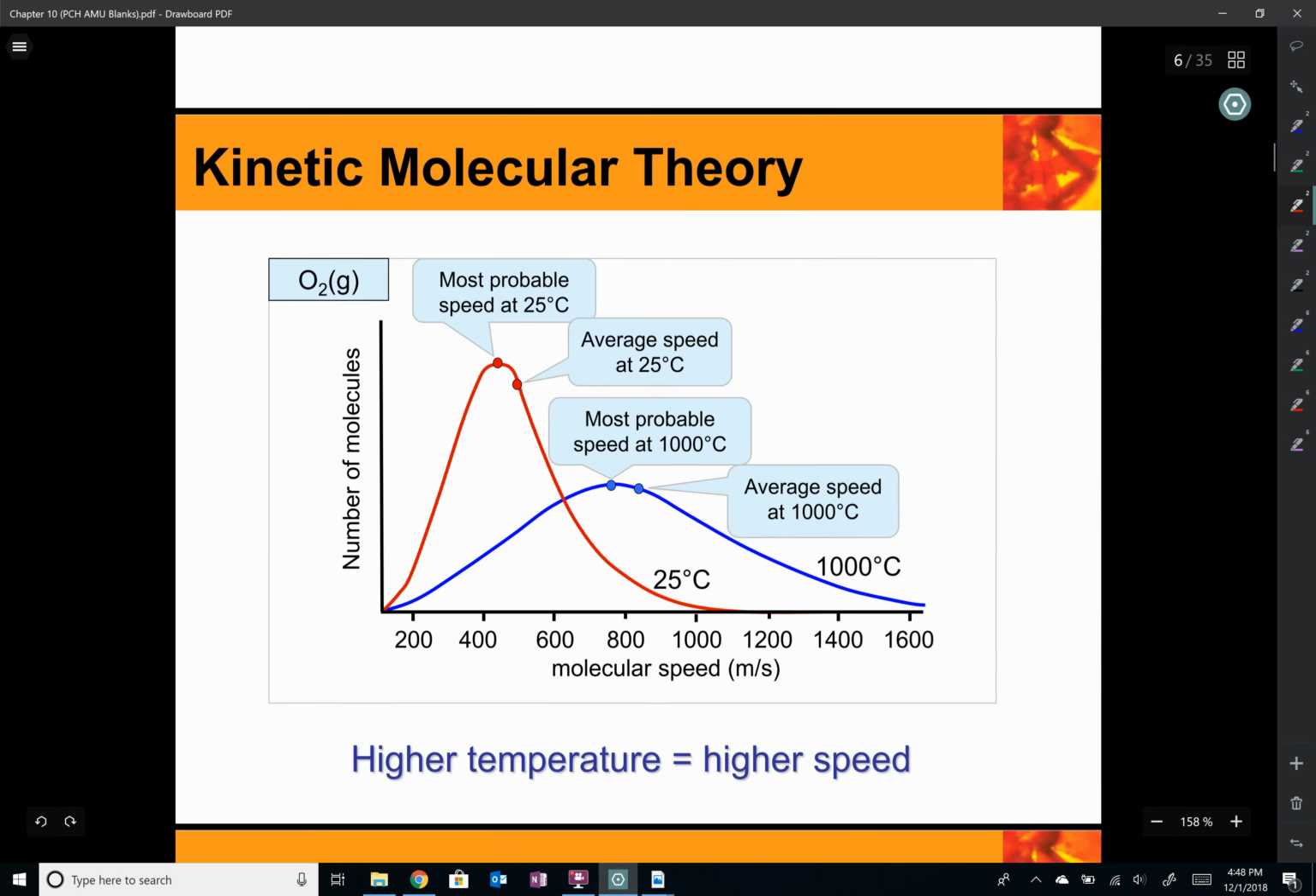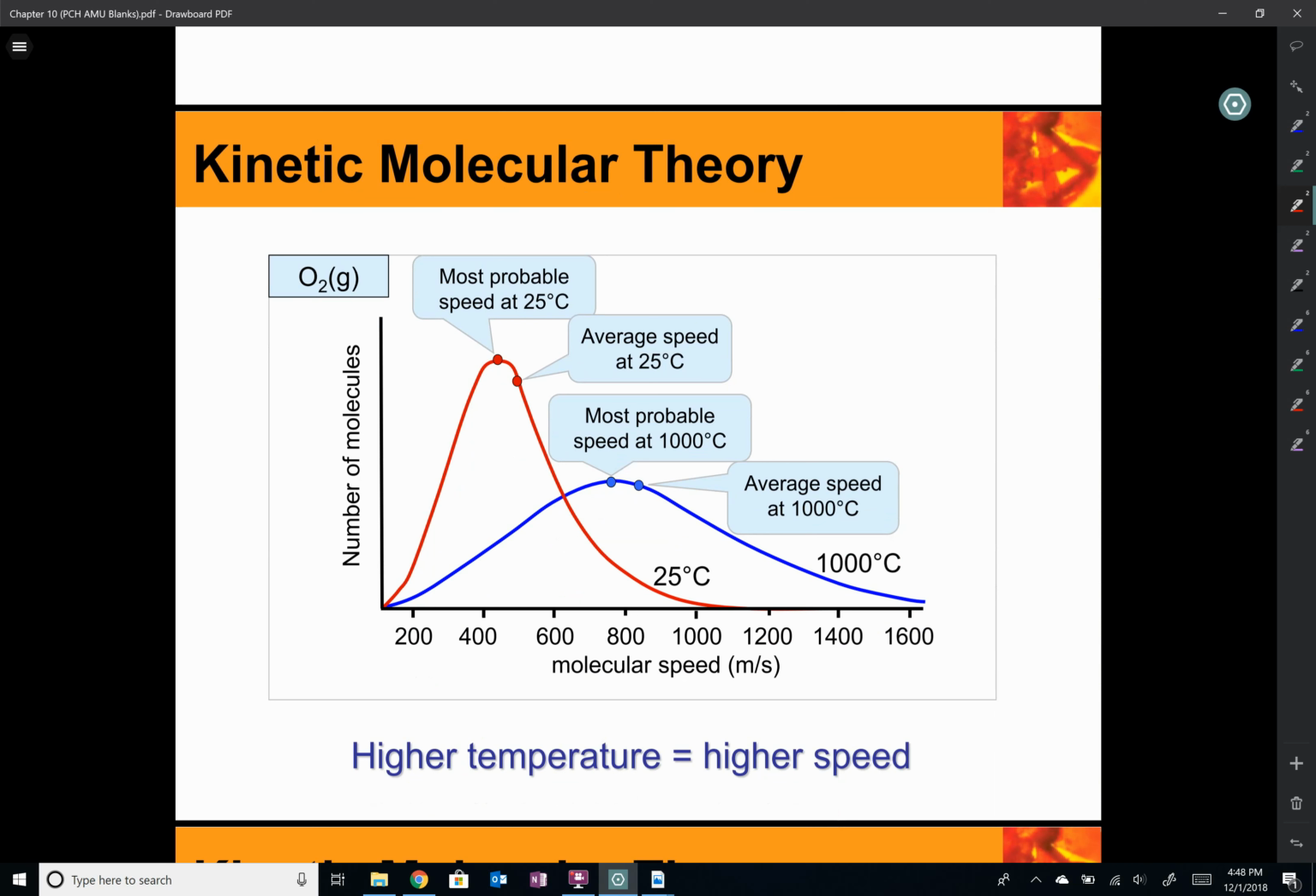And if we take this idea and kind of graph it out, right, we are looking at oxygen gas at 25 degrees Celsius, and then at 1,000 degrees Celsius. And you can see that the average molecular speed increases, right? So higher temperature equals higher speed, right? That's the only point that I'm trying to make here with this.